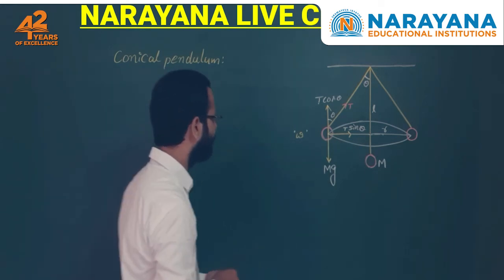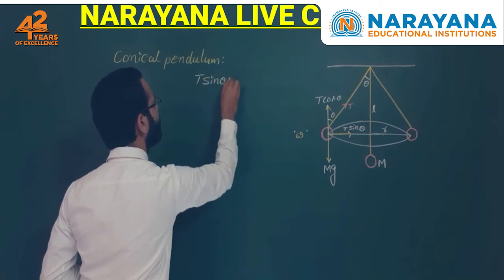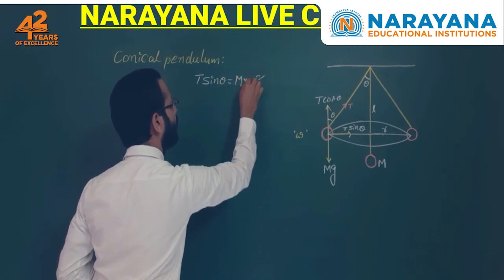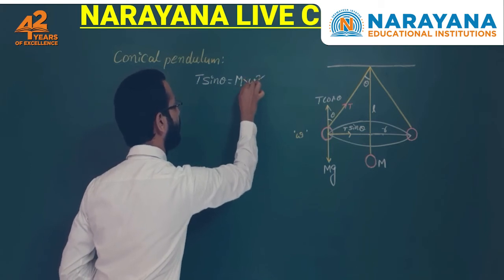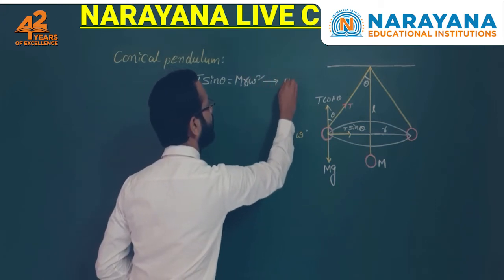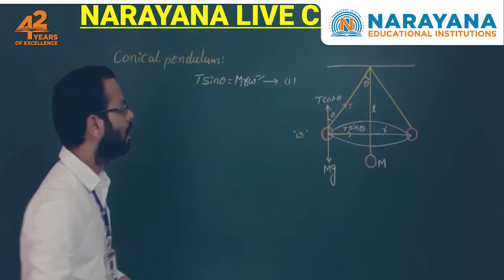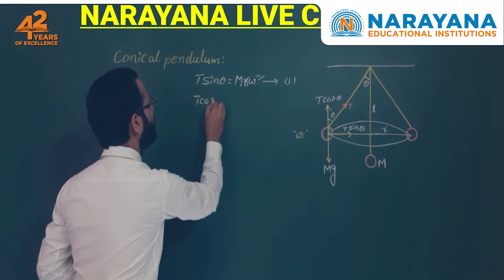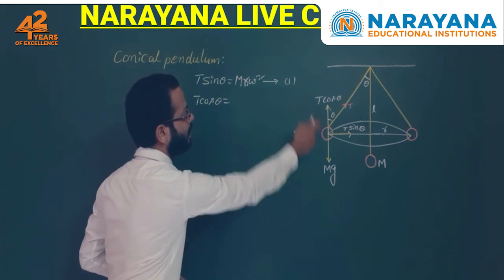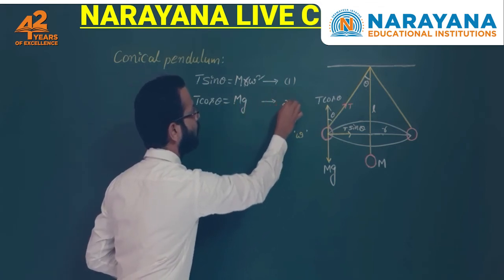So we write here T sin theta is equal to m r omega square. Let it be equation 1. Here this T sin theta provides the centripetal force, and the T cos theta component of tension balances the weight mg. Let it be equation 2.